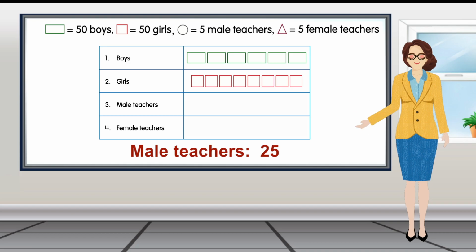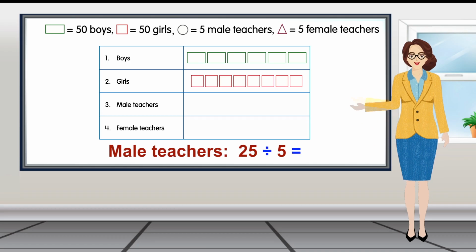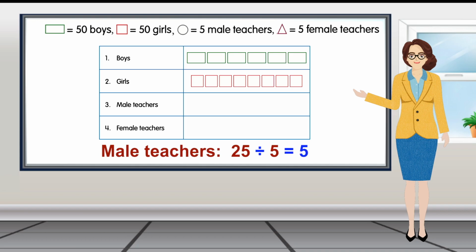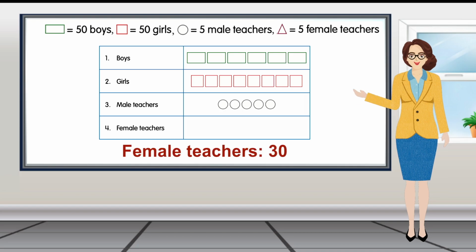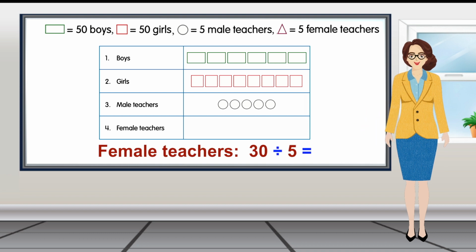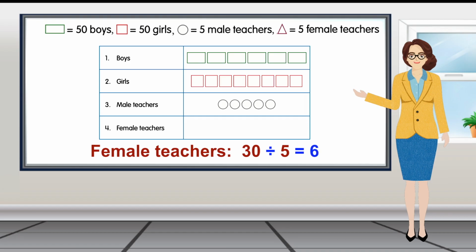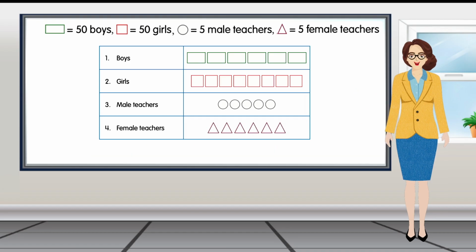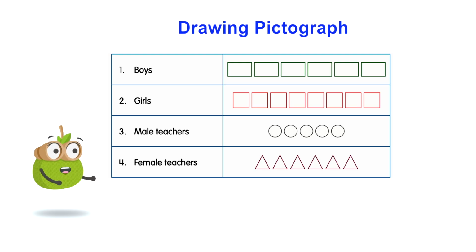The number of male teachers is 25. The scale shows that each circle represents 5 male teachers. So, 25 divided by 5 equals 5. Thus, we will draw 5 circles for male teachers. The number of female teachers is 30. The scale shows that each triangle represents 5 female teachers. So, 30 divided by 5 equals 6. Thus, we will draw 6 triangles for female teachers. Wow! Drawing a pictograph is fun.